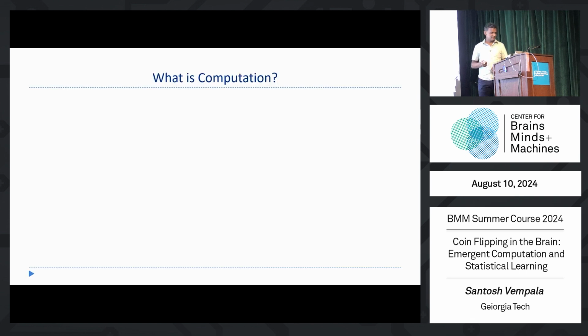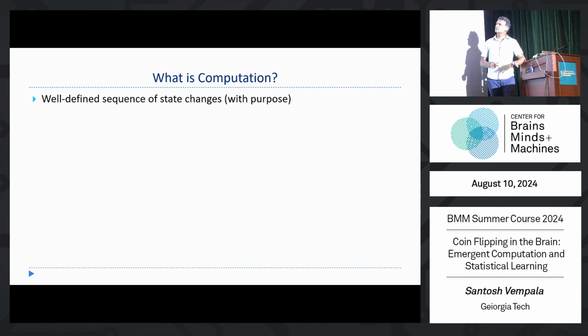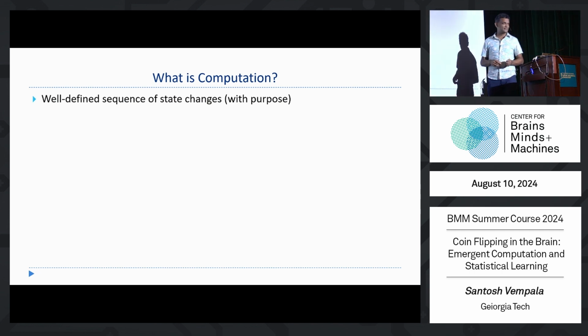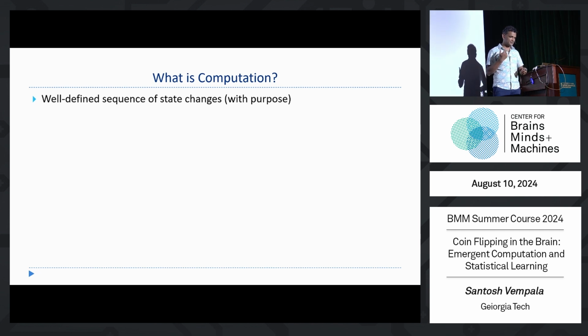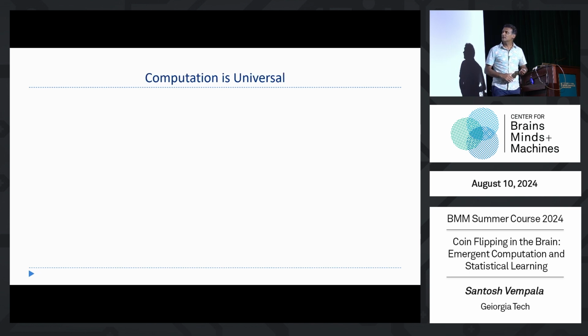Before I start, a very quick background in the sense of what I mean by computation as this universal thing. It's just a well-defined sequence of state changes. It's any system that maintains a state and has some rules about how the state changes. For a computer, that could be memory contents and what's on the tape, or what's in the input and what you're outputting. That's your state. Memory could be various levels of memory. But computation is universal in a much broader sense.